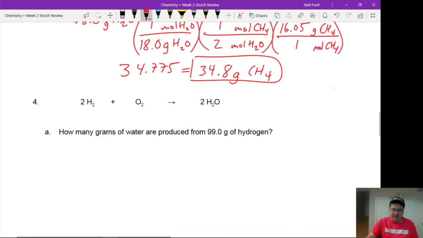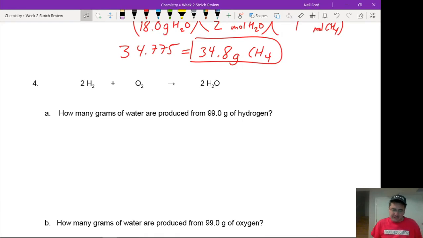My pen's doing good. Okay, how many grams of water are produced from 99 grams of hydrogen? And we're going to assume excess oxygen. If it doesn't tell you, then just assume that you have excess of the other reactant.